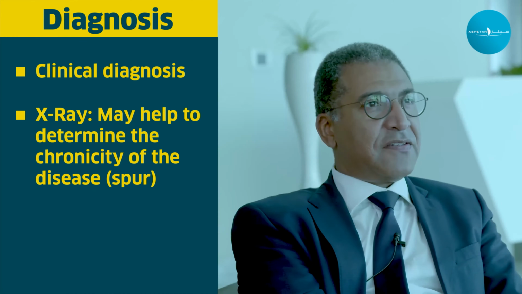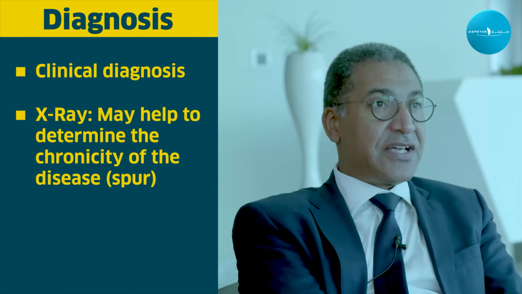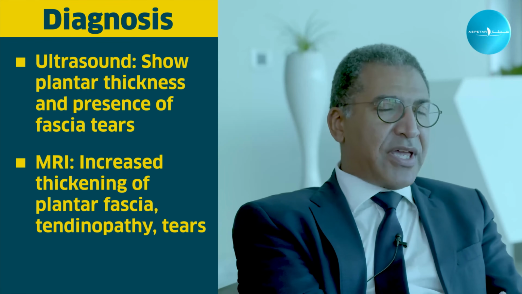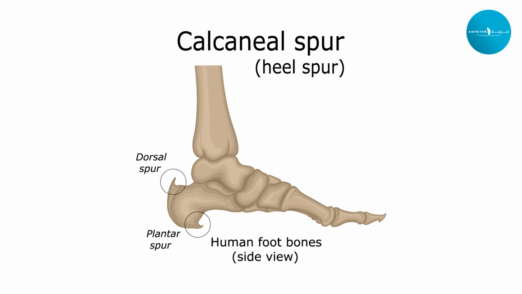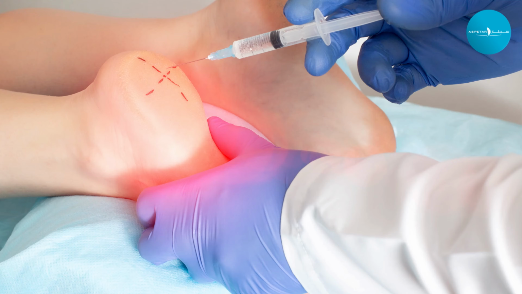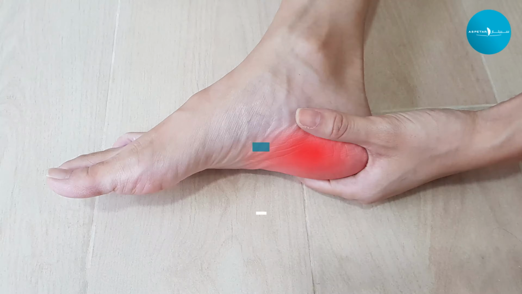The diagnosis of plantar fasciitis is essentially a clinical diagnosis. X-ray can help you to determine the chronicity of the disease, sometimes showing some spurs. Ultrasound shows the plantar thickness and the fascia tears, and MRI also shows this thickness, the plantar tears and tendinopathies.